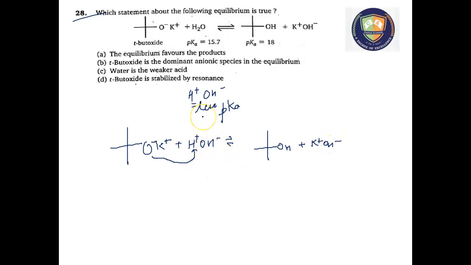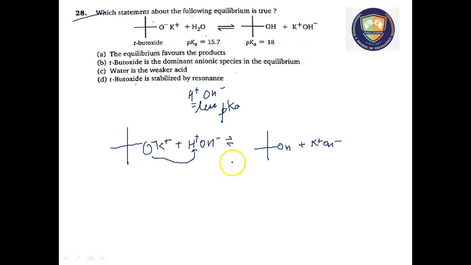According to the pKa values, water has the lower pKa, 15.7, and tertiary butanol has 18. So water is behaving like an acid and tertiary butoxide like a base. Basically, an acid-base reaction is happening. Since tertiary butanol has a higher pKa value, it is less acidic, so the equilibrium attained in this reaction will shift to the product side. This equilibrium favors the products, tertiary butanol and potassium hydroxide.